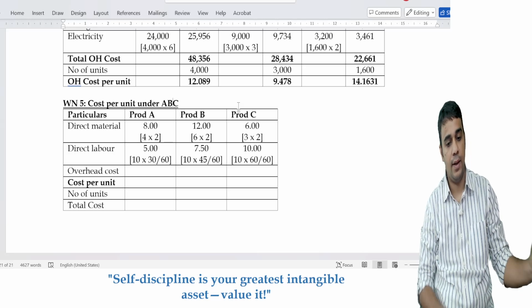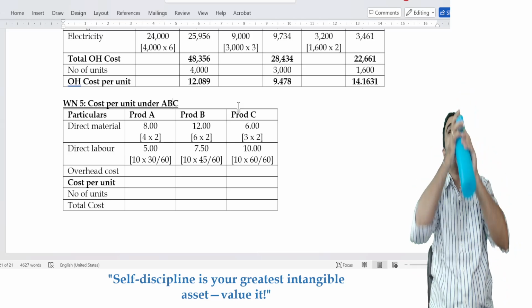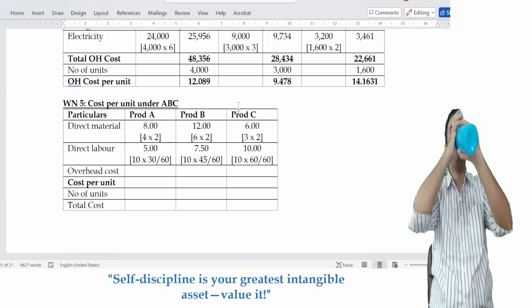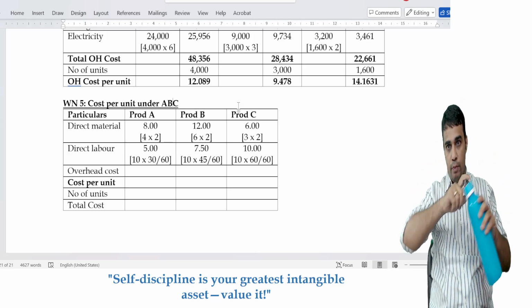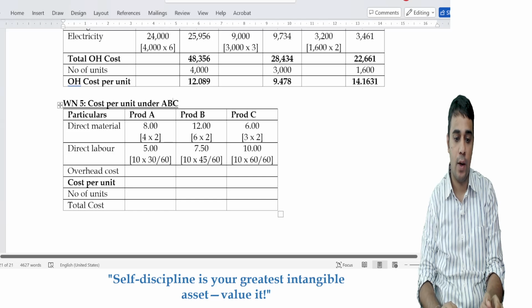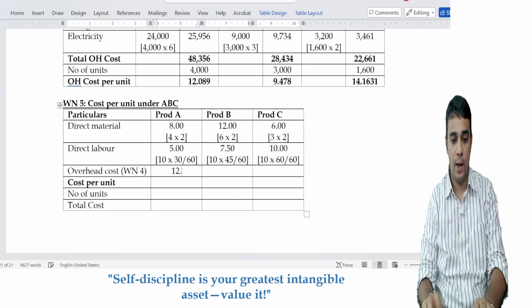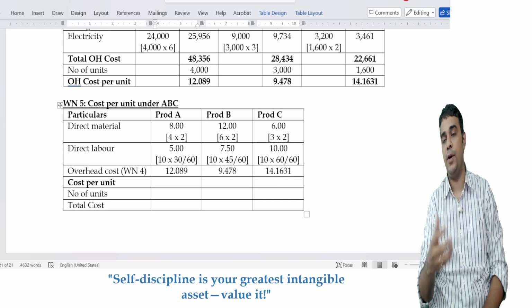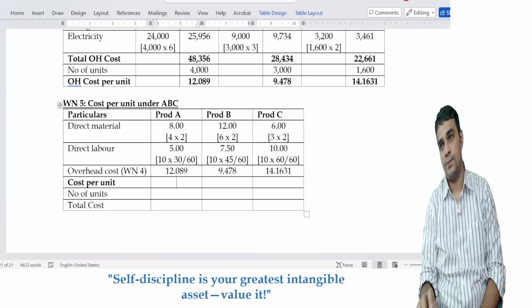Cost per unit under ABC. Copy paste direct material, direct labor, overhead in bracket working note 4, and copy paste the number. Working note 4: 12.089, 9.478, 14.1631. Cost per unit obviously will change, multiplies with number of units and total cost.